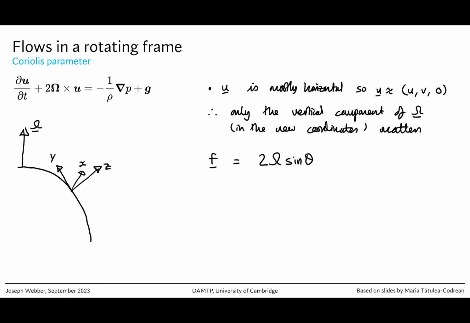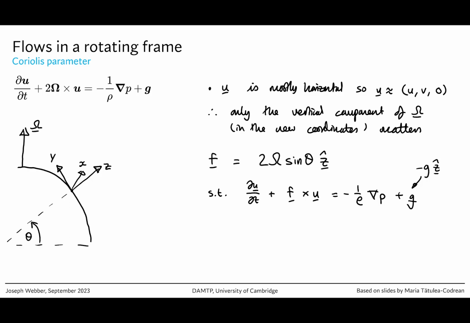sine theta, where theta here is the angle, this angle here, such that du by dt plus, and this is z hat direction, plus f cross u is equal to minus 1 over rho grad p plus g. And this g is minus g z hat in the new coordinate system. Okay, so this thing here, just as I briefly mentioned earlier, is called the Coriolis parameter. So we've got quite a nice linear in u equation for velocities on the surface of the Earth, in, say, the ocean or the atmosphere.